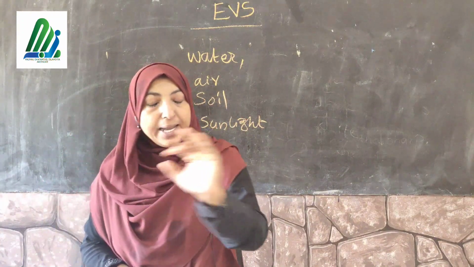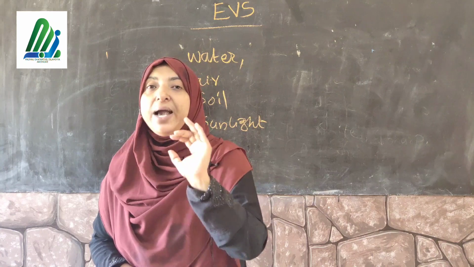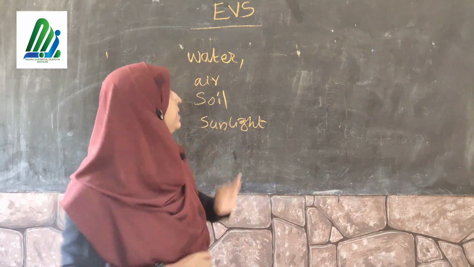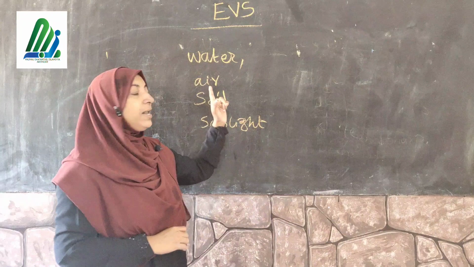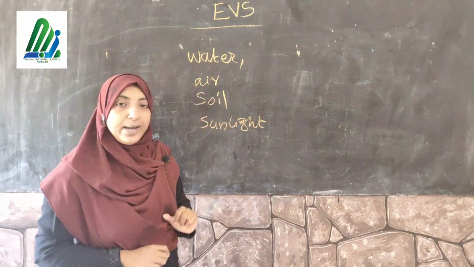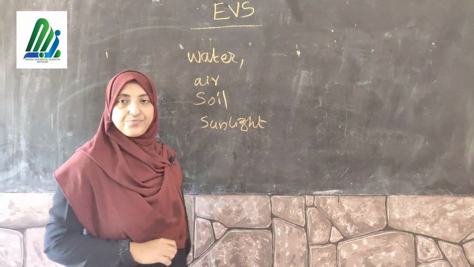So remember, these are the four important things without which no organism can live on the earth. Which are those four important things? First one, water. Second one, air. Third one, soil. And next one, sunlight.